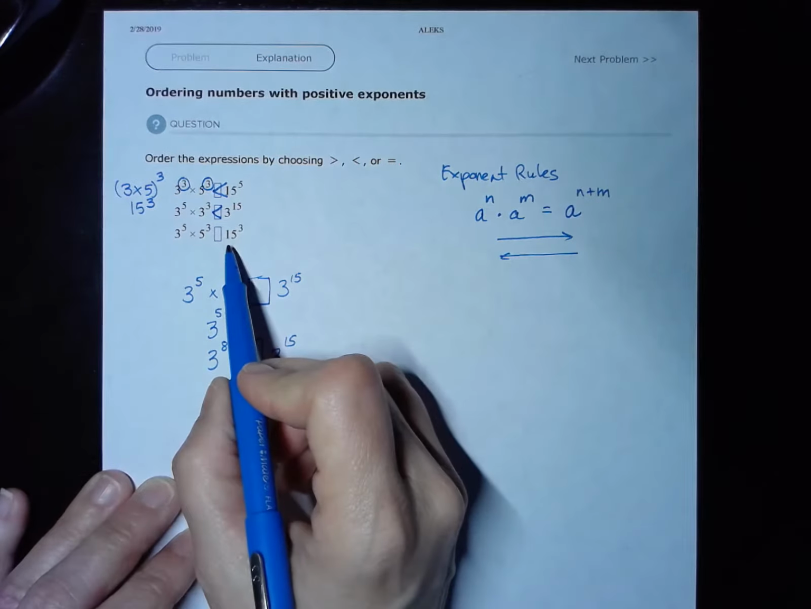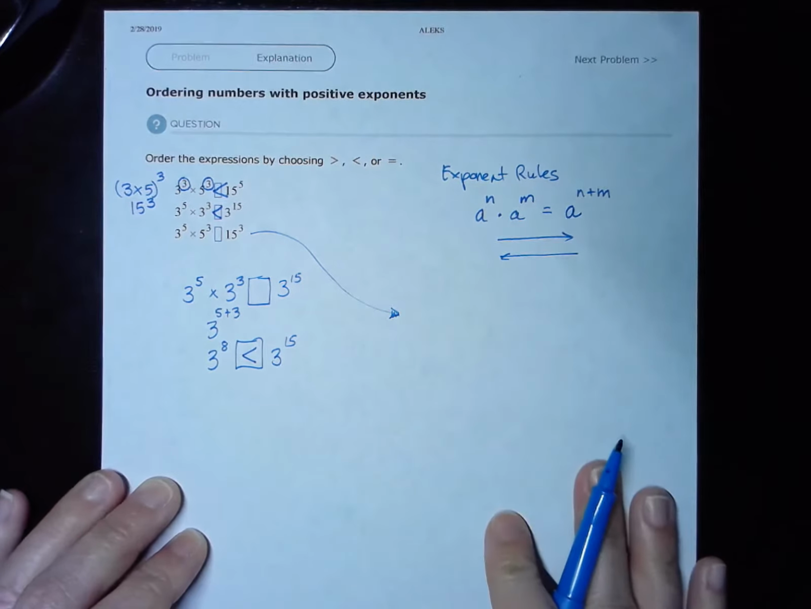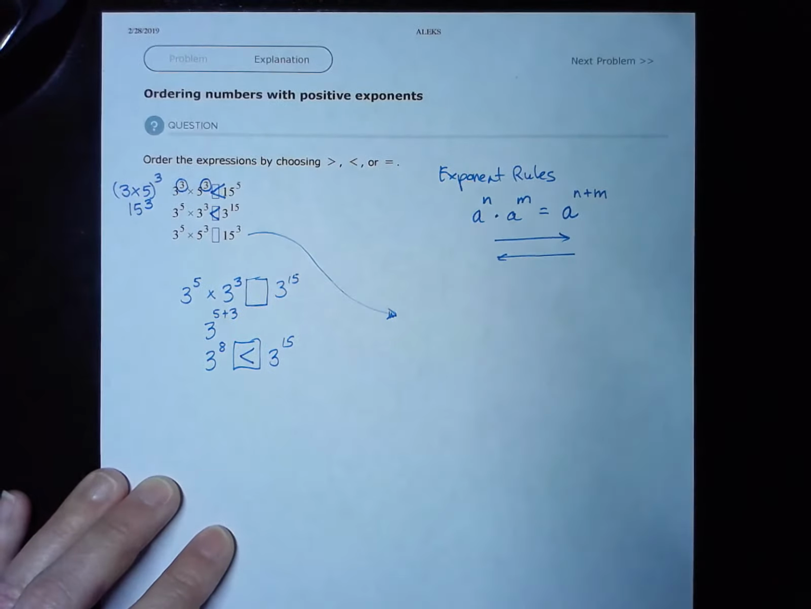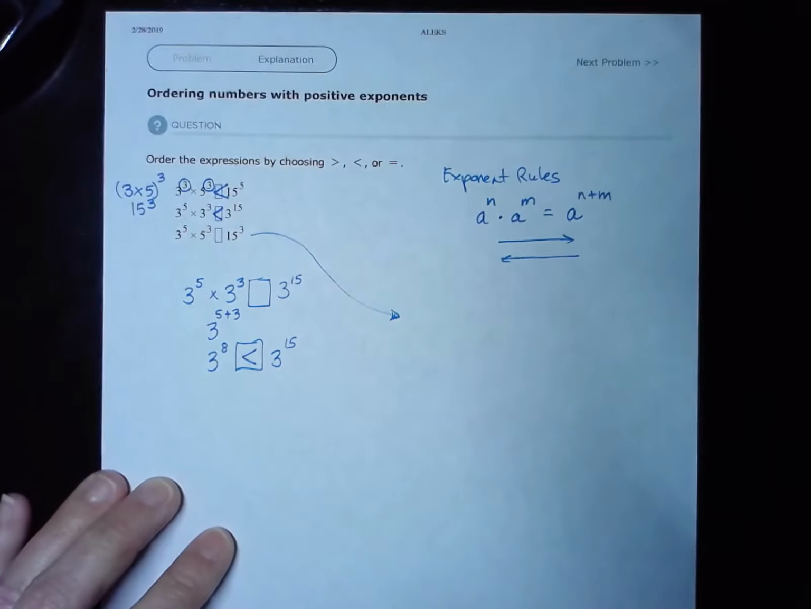Okay, now the last one's a little trickier. It's not any harder, but you have to think about it. My camera's acting crazy. Hang on.